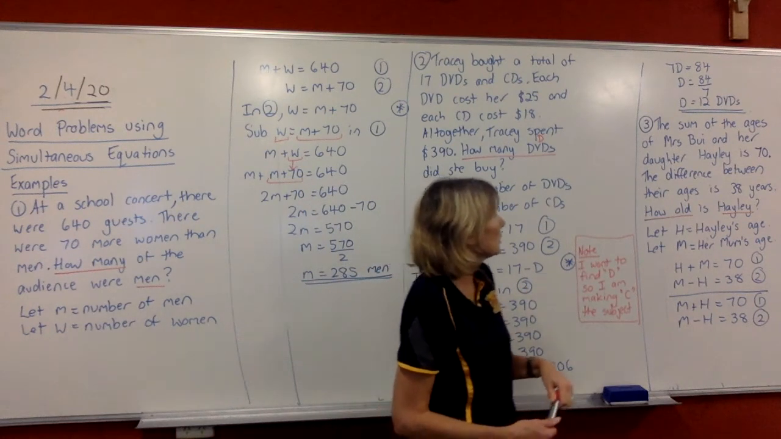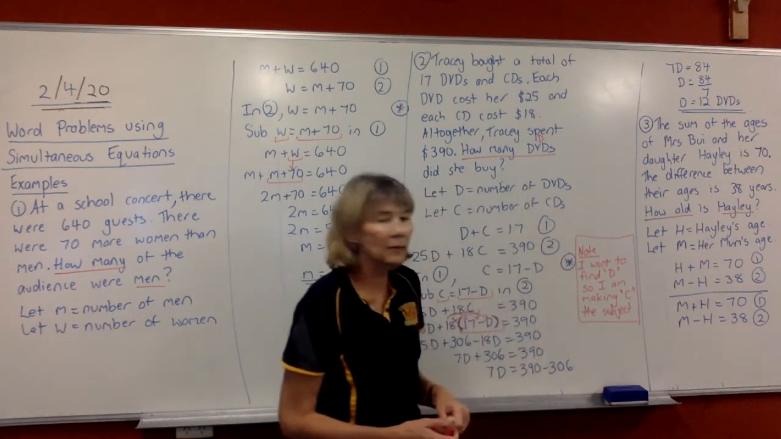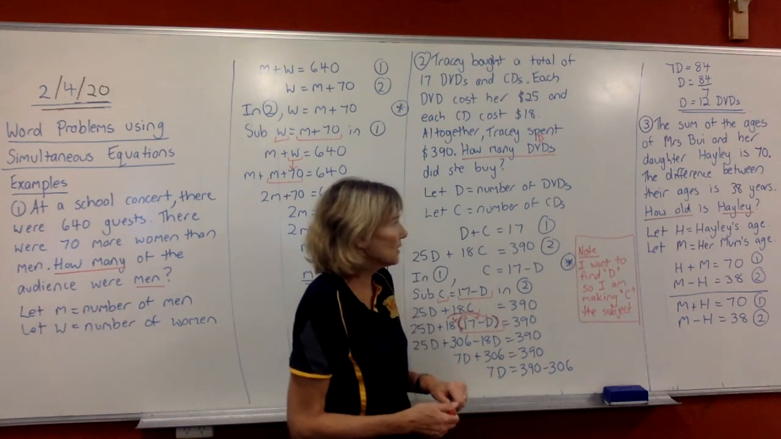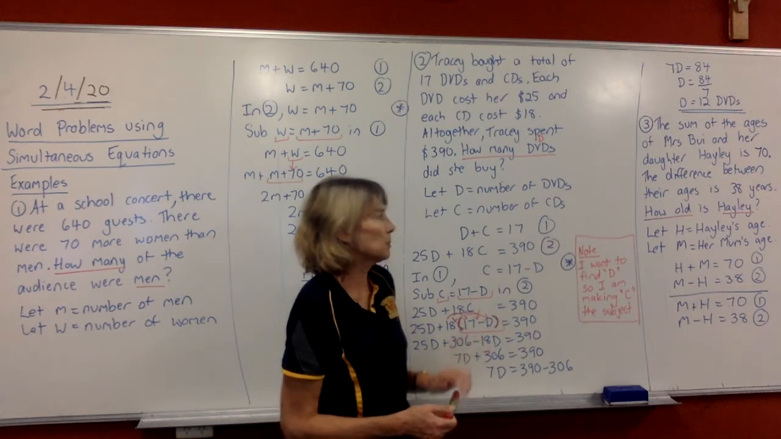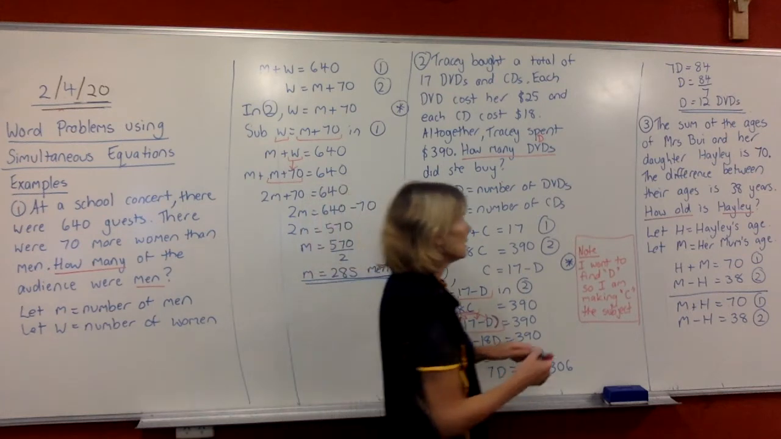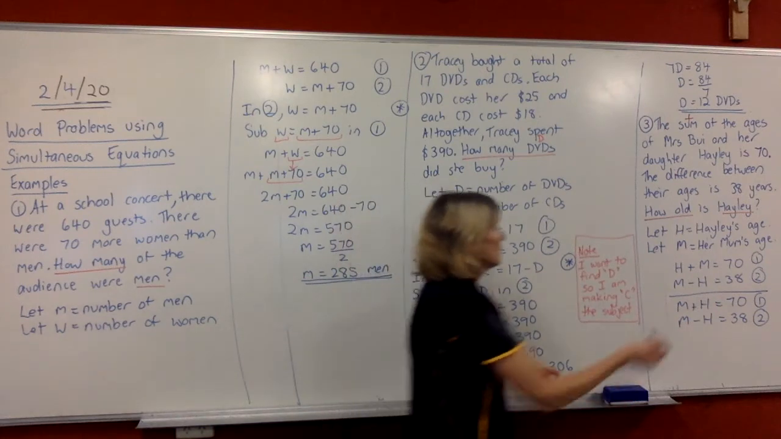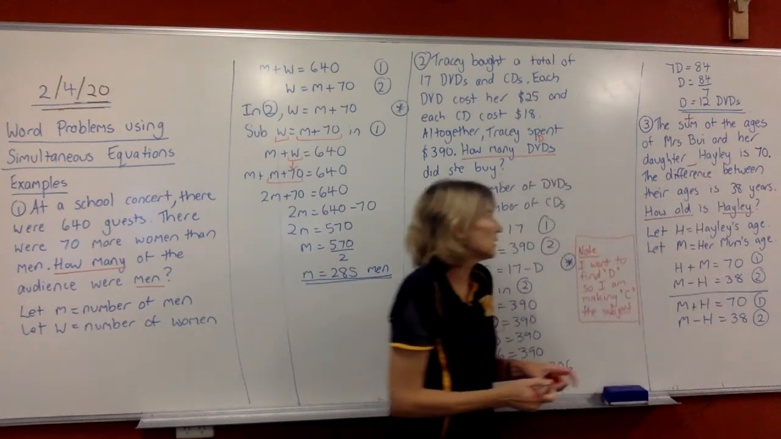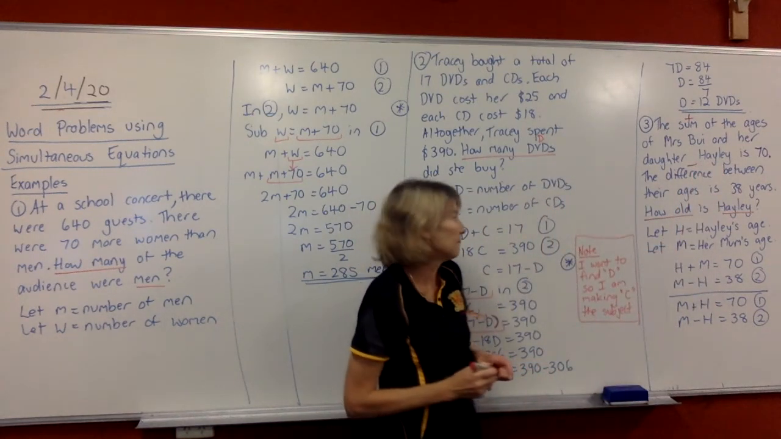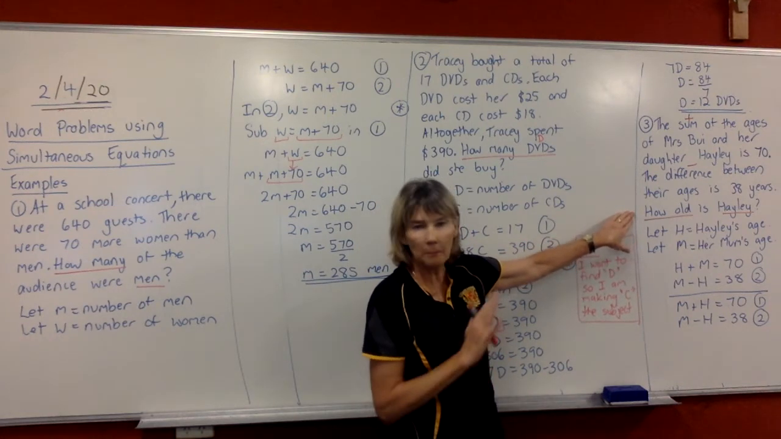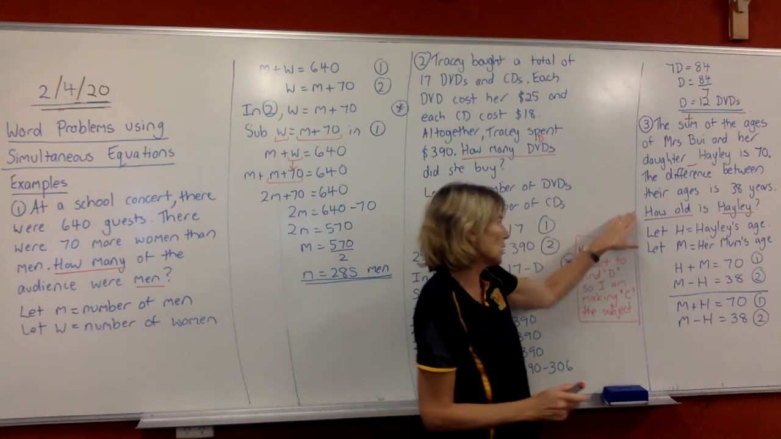All right, the next question. The sum of the ages of Mrs. Buey and her daughter Hayley is 70. The difference between their ages is 38 years. So the sum of their ages is 70. The difference of their ages is 38. They want to know just how old Hayley is, not both their ages, just how old she is.